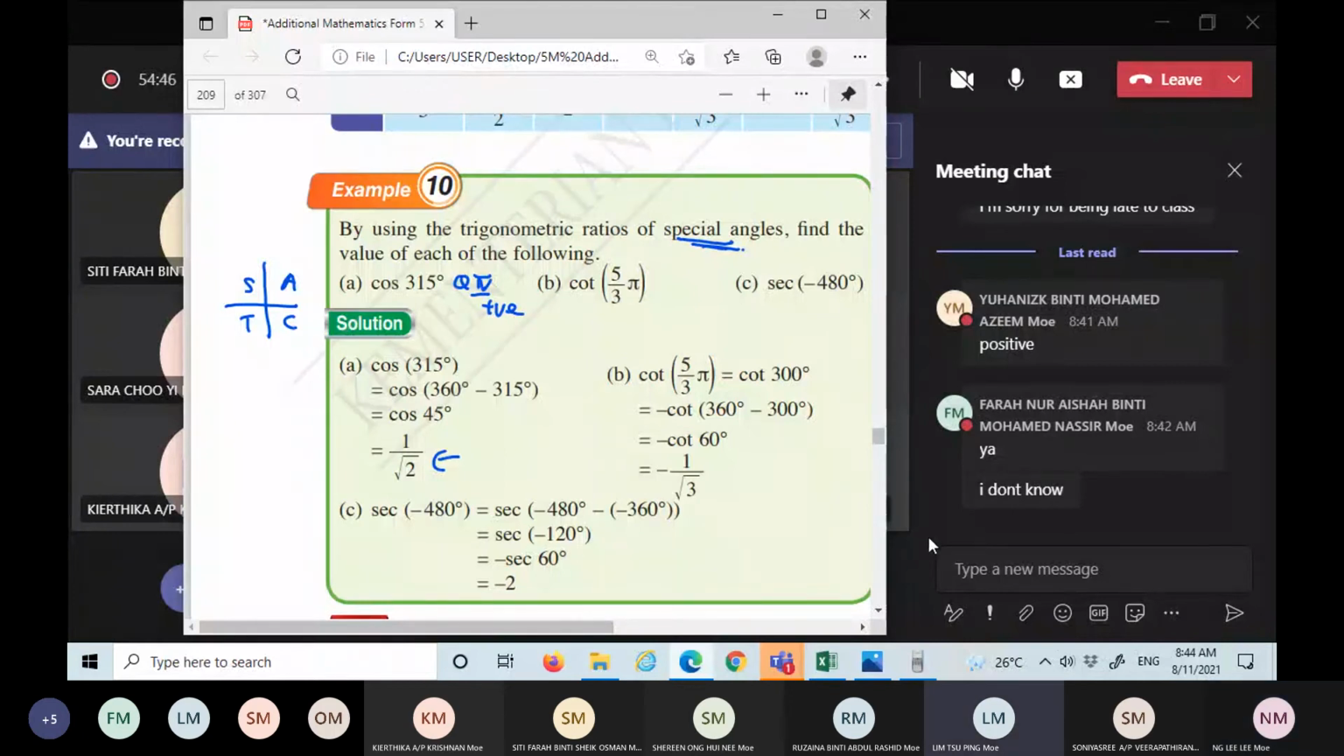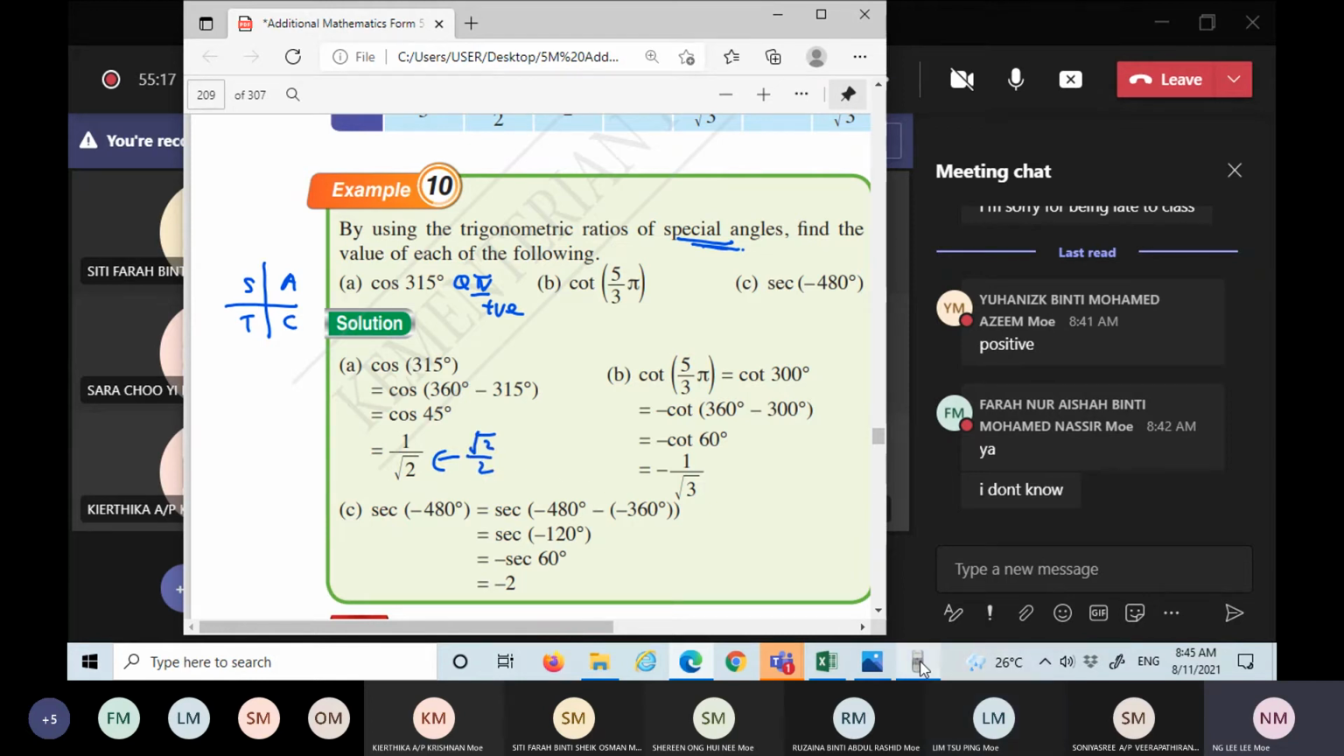2 over square root 2. 2 over square root 2. Huh? This is 1 over square root 2, then you tell me 2 over square root 2, which one is correct? I said already just now, I don't want the square root at the denominator. Square root 2 divided by 2. Square root 2 over 2.